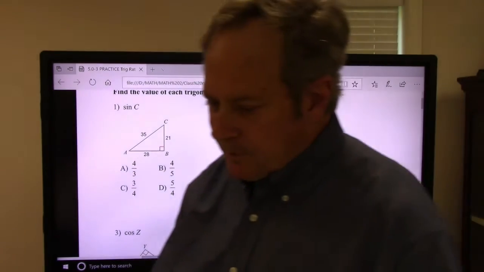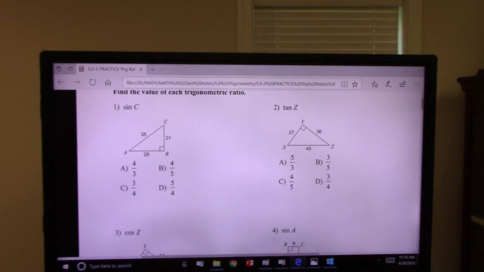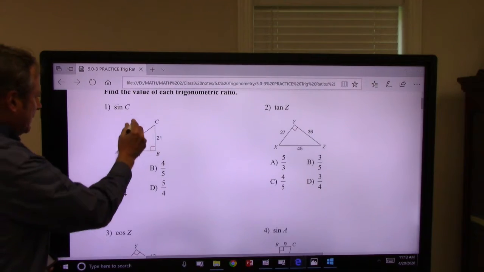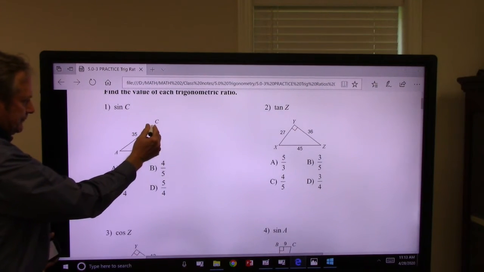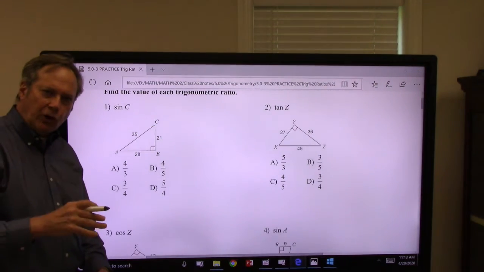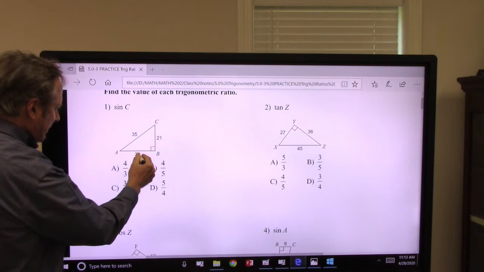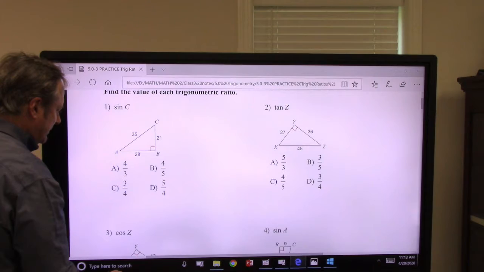There were certain examples I wanted to do with you. I want to do examples 1, 2, and 3. All right, again, I wish I could write on here. But the sine of this angle, remember sine is opposite over hypotenuse. That's going to be opposite 28 over 35.